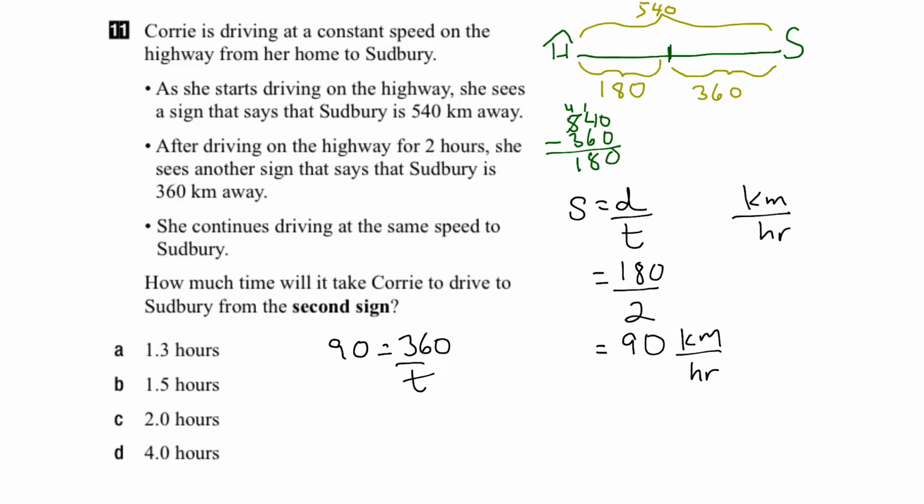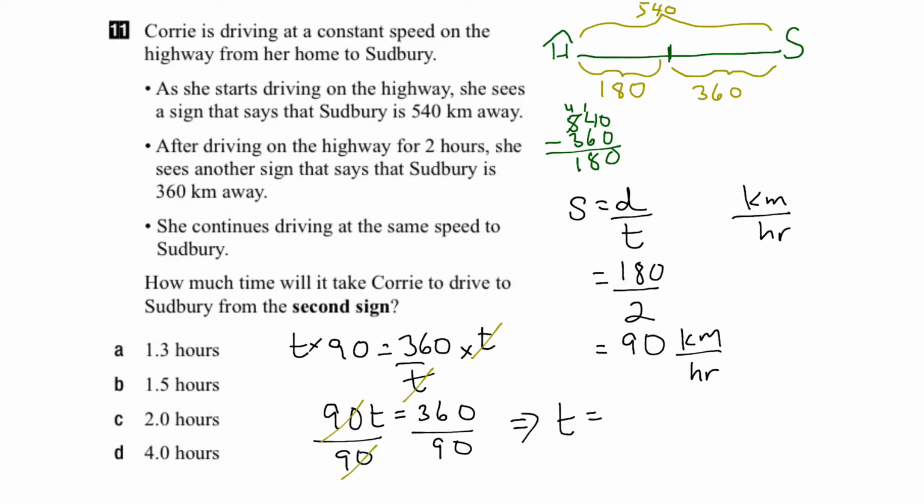So to solve for t, we need to get rid of it as a fraction. So we multiply both sides by t. And on this side, we'll see that the t's cancel. And on the left side, we'll get 90 times t equals 360. Now we have to get rid of the 90, so what we do is we divide both sides by 90. Again we'll see that the 90s cancel, and that would leave us here, so t would be 360 divided by 90, which is 4.